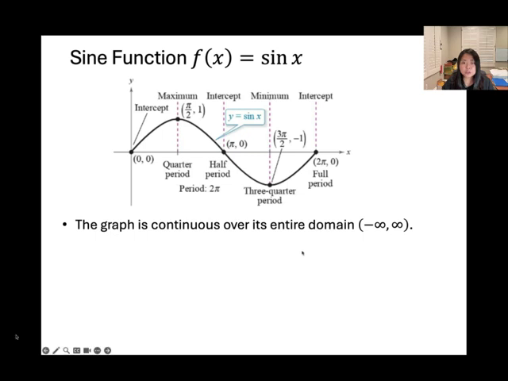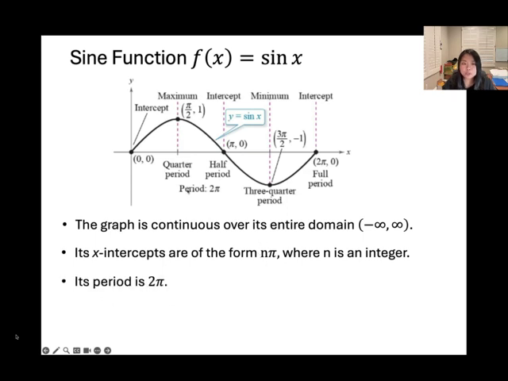So the graph is continuous over its entire domain from negative infinity to positive infinity. Its x-intercepts are of the form n pi, where n is an integer. So you could plug in n equal to 0, so the x-intercept will be 0. When n equals 1, you're going to have a pi here. When n equals 2, you do have a 2 pi. So its x-intercepts can be written in the form n pi.